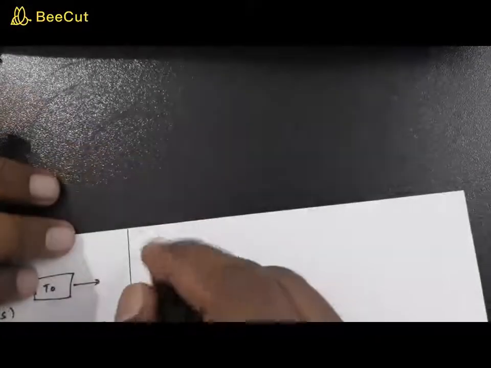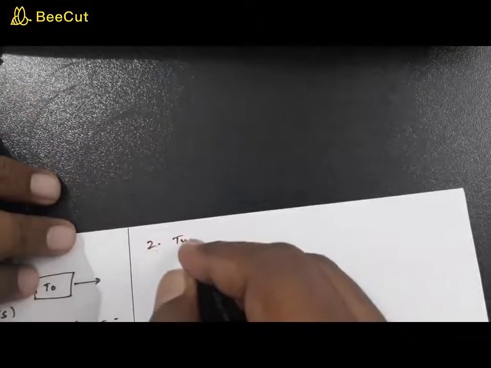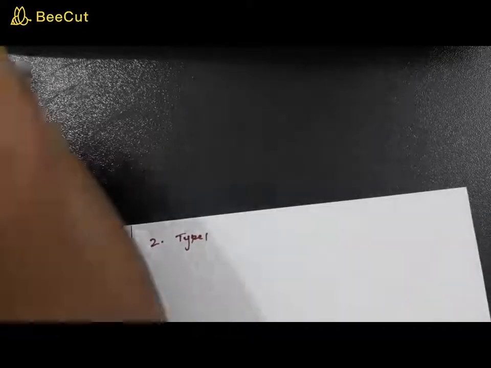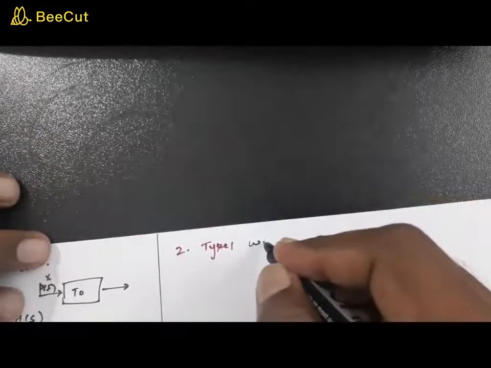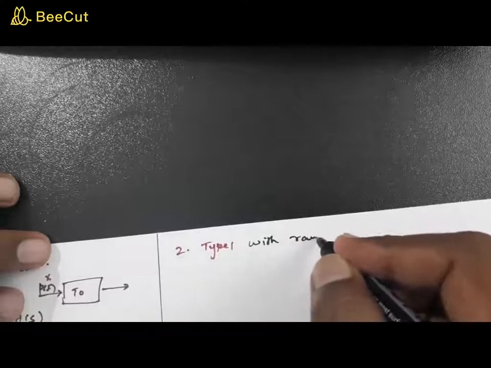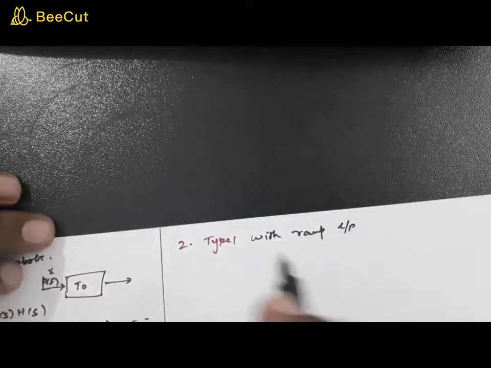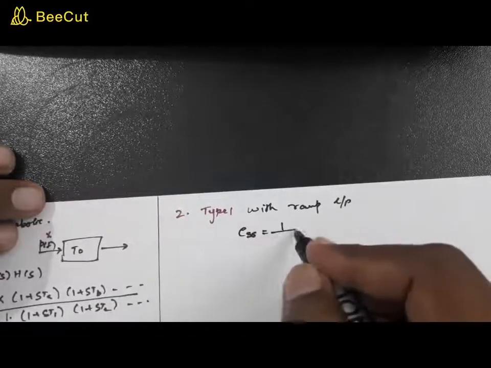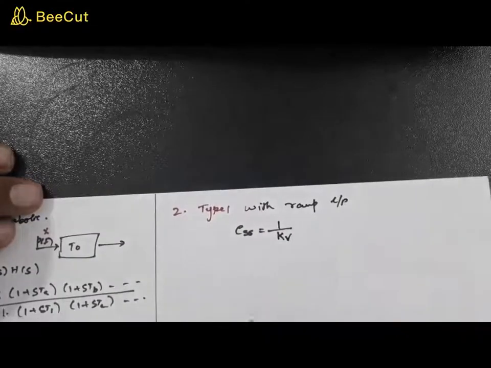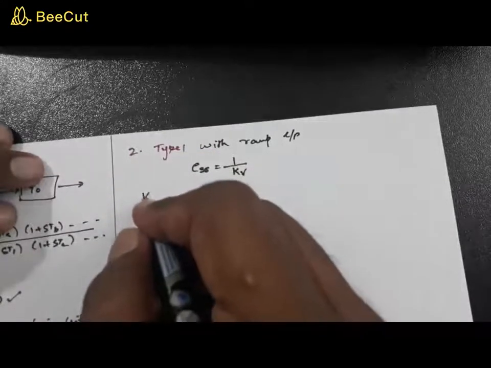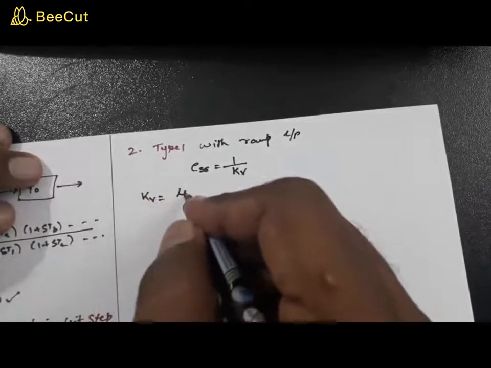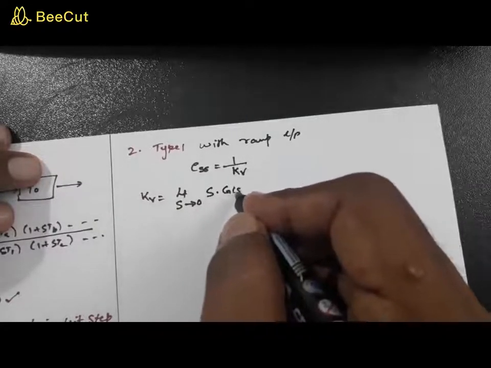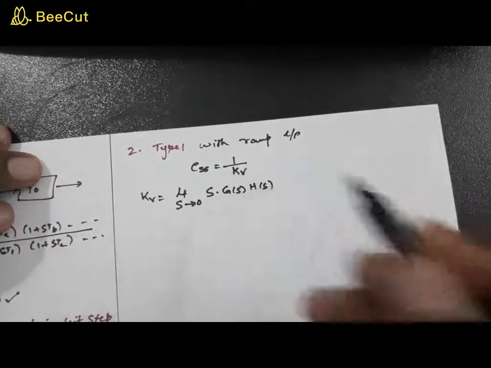Now coming to the second case, where you consider a type 1 system with ramp input. In the ramp input, we have seen the steady state error to be equal to 1 by Kv, right? Refer to the previous video. Now what is this Kv? Kv is limit s tends to 0 of s into G(s)H(s), right?